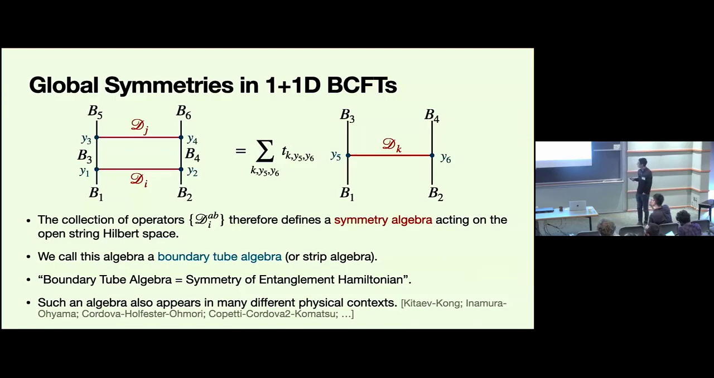In the literature, this was also referred to as the strip algebra, because this is the symmetry algebra acting on the theory on a strip. But in any case, the upshot is that this boundary tube algebra defines the symmetry algebra of your entanglement Hamiltonian. And I'm not going to get into details, but this same kind of algebra appeared in many different physical contexts. As far as I know, maybe this appeared first in this paper by KITP. This was more than 10 years ago. But there are many recent papers also finding this algebra in different physically interesting situations.